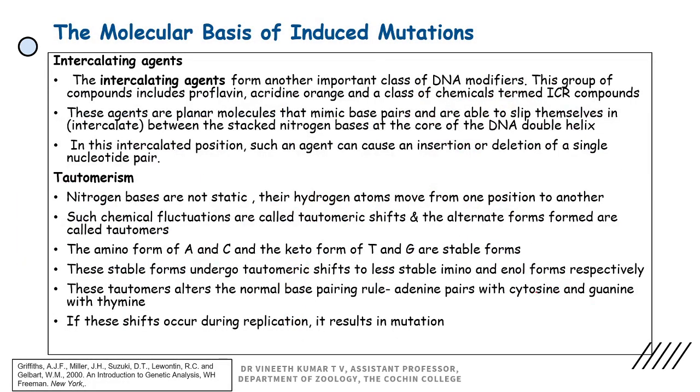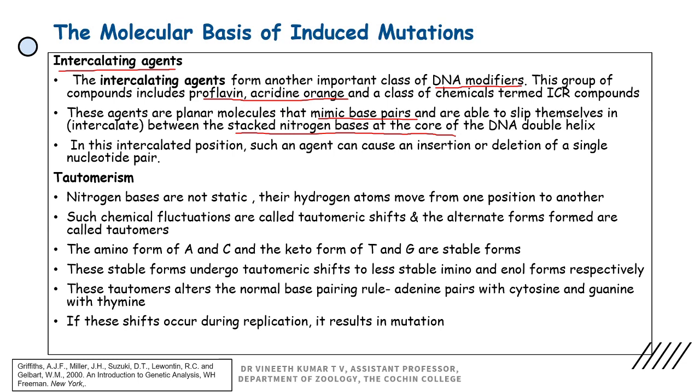Now the third one is intercalating agents. These intercalating agents do not modify the nitrogen base, or substitute the nitrogen bases. They act in a special way. These intercalating agents intercalate into the DNA, and they are also called DNA modifiers. These groups include examples like proflavin, acridine orange, and a class of chemicals called ICR compounds. They are intercalating compounds, and these agents are planar molecules. They mimic base pairs and are able to slip themselves and intercalate into the stacked nitrogen bases at the core of the DNA double helix.